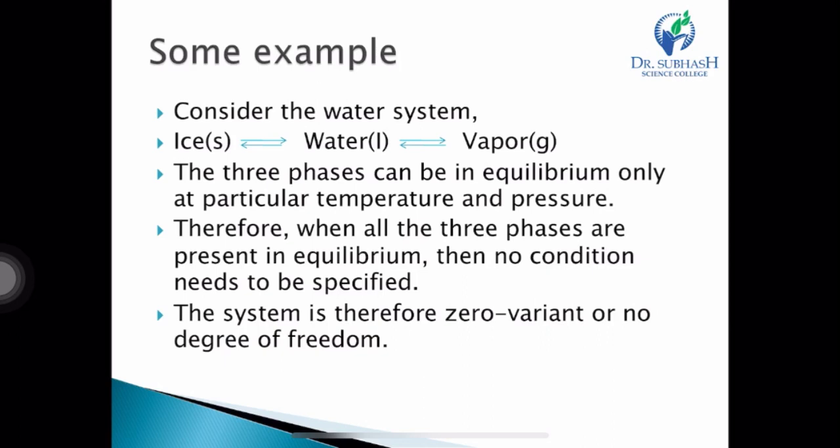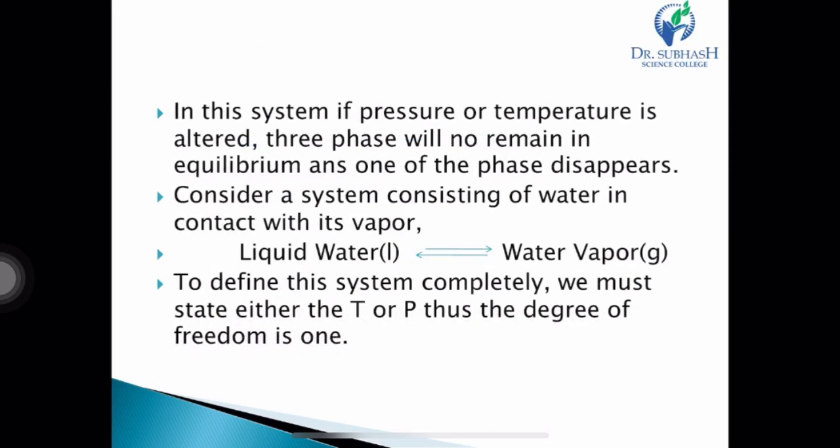That means zero variant, right? Further, in this system, if pressure or temperature is altered, so the phases will not remain in equilibrium. So one of the phases disappears. For example, ice in a solid form.